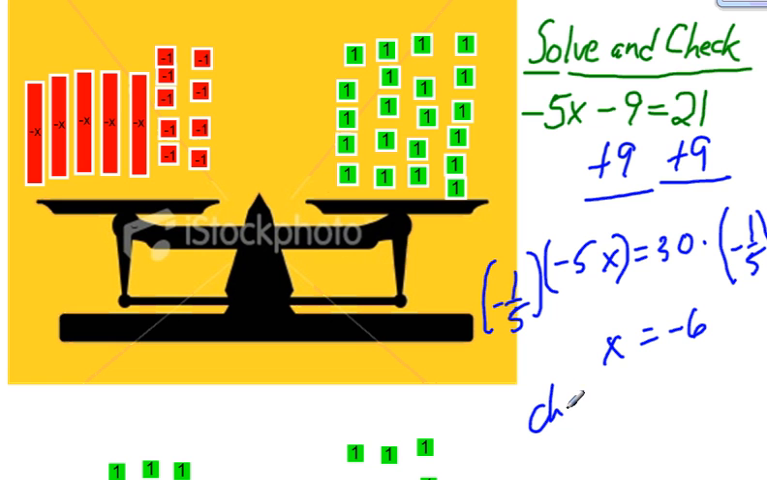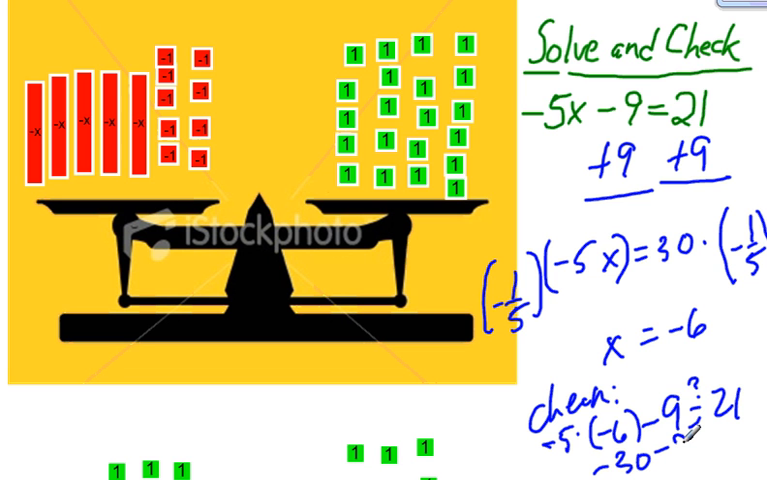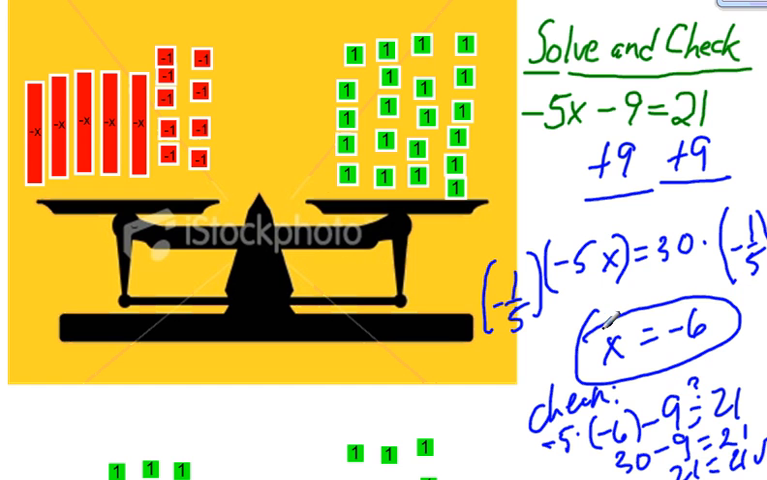Let me check it. Negative 5 times negative 6 minus 9, does that equal 21? That's negative 30 minus 9. I'm sorry, that's positive 30 minus 9. That does, you can see that is going to equal 21. So that checks, and then I can circle this.